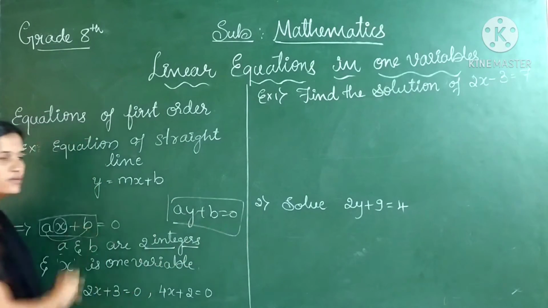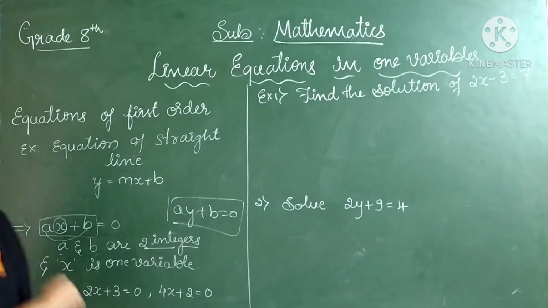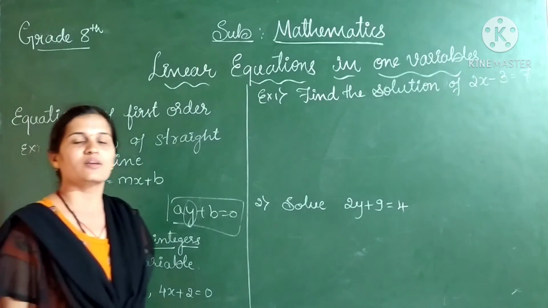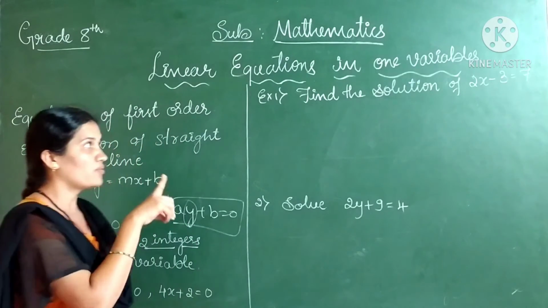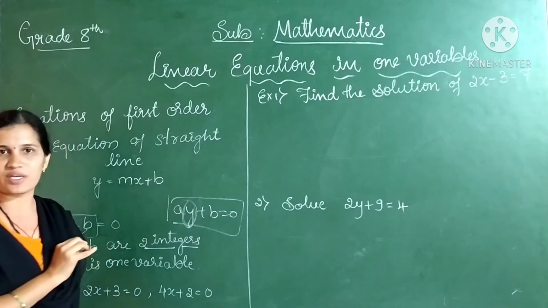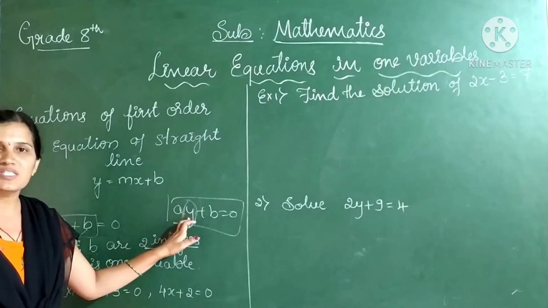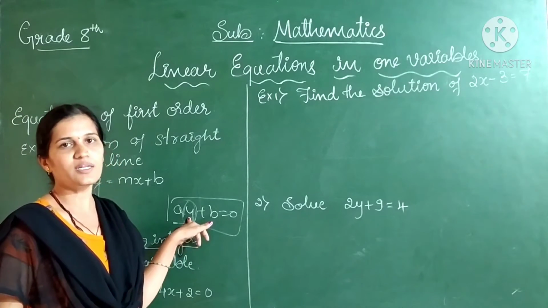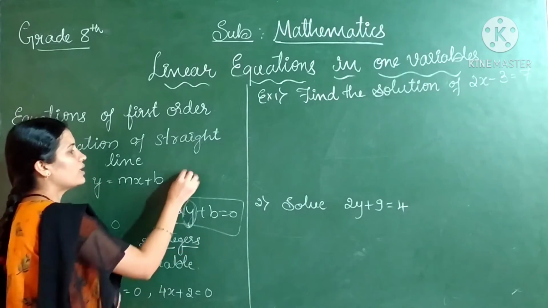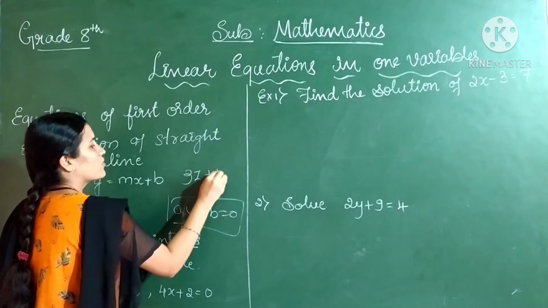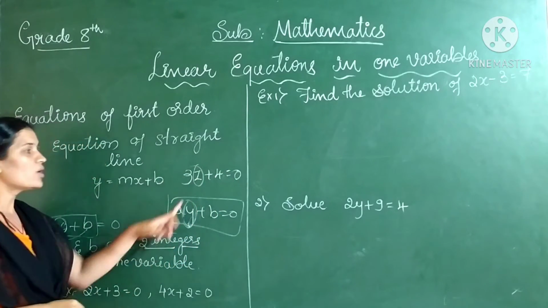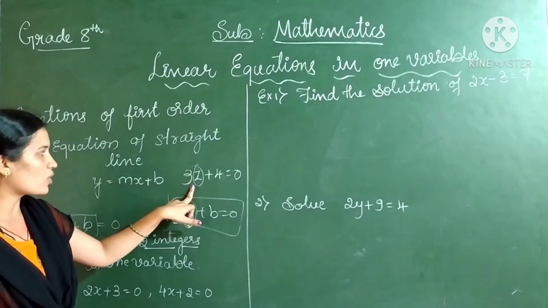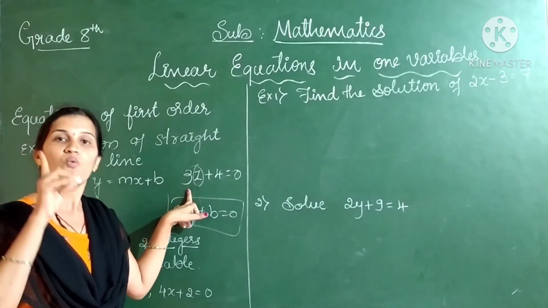Is it a linear equation? Yes, definitely it is a linear equation, just because here also it has a single variable. It is a linear equation in one variable, because it has only one variable. In the place of x or y, you can write any small letter of the English alphabet. If they have given 3z plus 4 is equal to 0, this also has only one variable, that is z. So, we call it a linear equation in one variable.